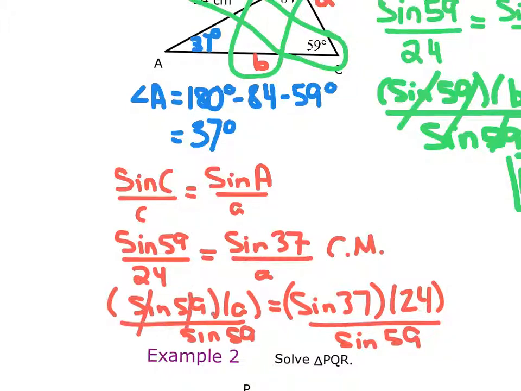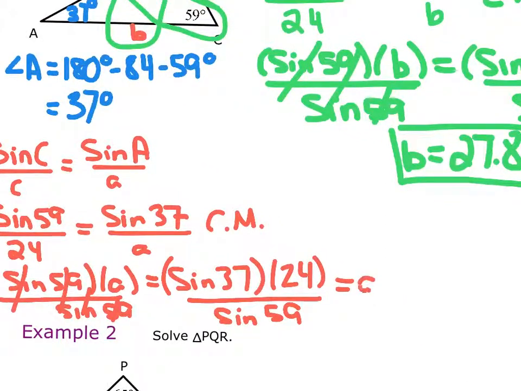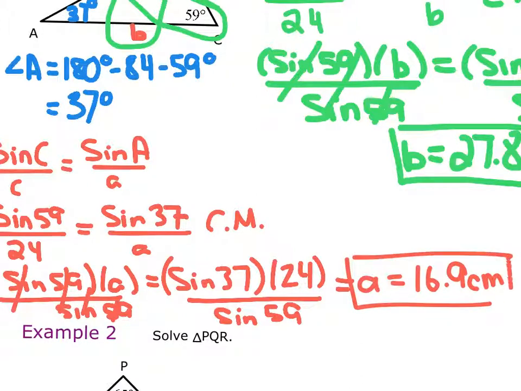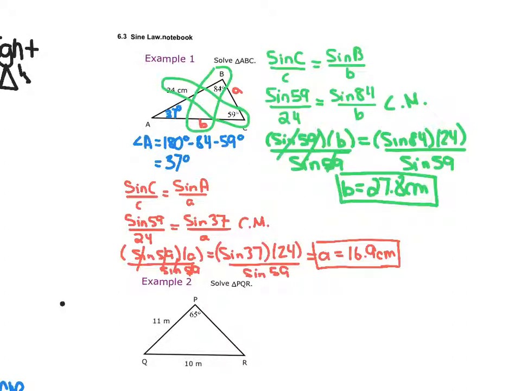And we're going to cross that out. Okay, and we would just do the math to solve for this, and we actually find out that A is equal to 16.9 centimeters. So we have actually solved the entire triangle using what we call sine law. Again, sine law, we're trying to use it for non-right angled triangles.